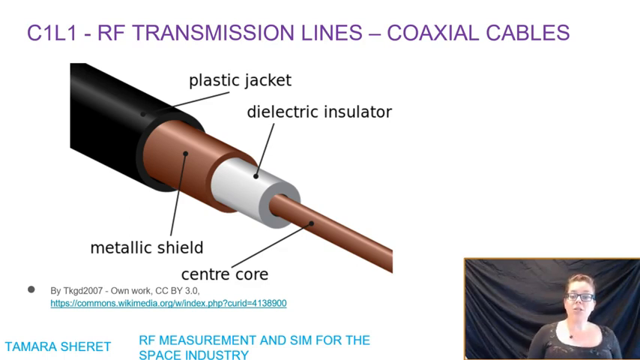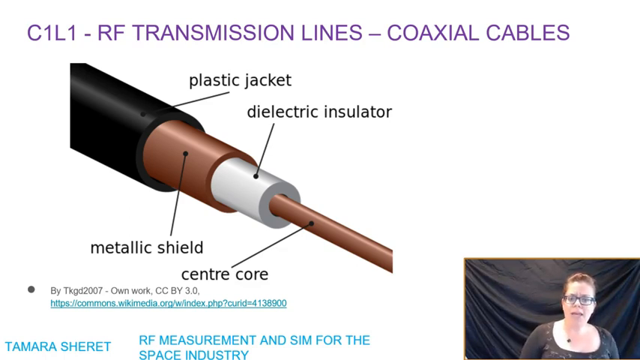So, transmission lines. Transmission line just literally means something that takes your RF signal from here to here. It's a transmission and it happens to be normally a line. So, we're not into fanciful naming of stuff.